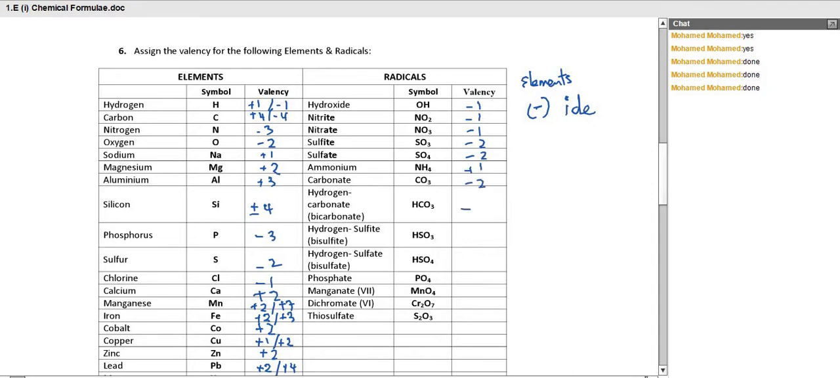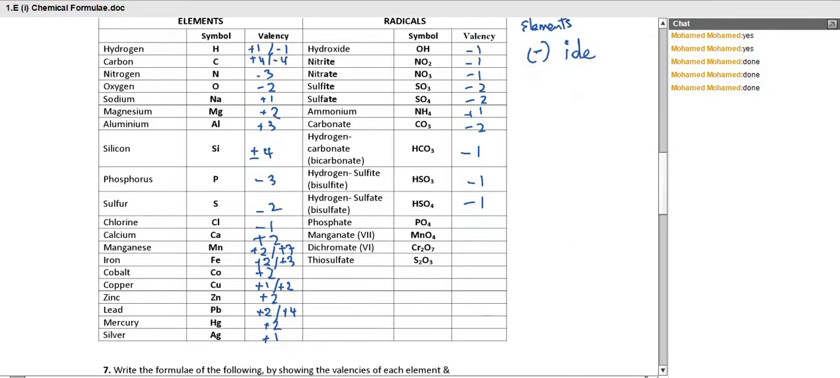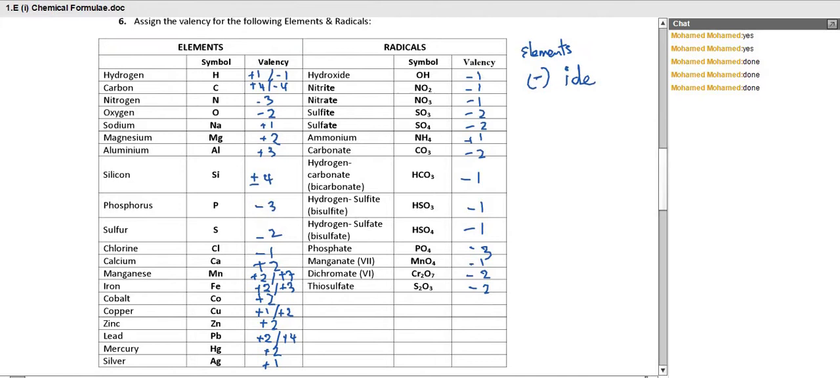Carbonate is minus 2, hydrogen carbonate, also referred to as bicarbonate, minus 1, hydrogen sulfate, bisulfate, minus 1, sulfite and sulfate, minus 2, phosphate is minus 3, manganate 7 is minus 1, dichromate and thiosulfate is minus 2. Now these are the valencies of radicals.